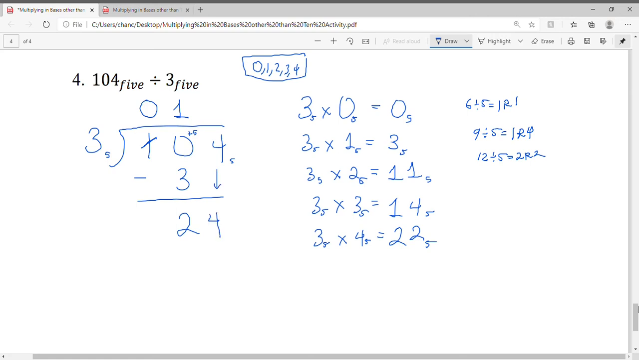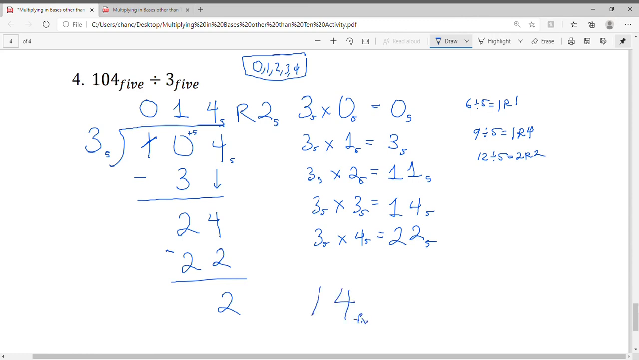3 times what gives us close to 24 in base 5? The closest I can get is 3 times 4. So we'll put a 4 here. Then multiply. 3 times 4 is 22 in base 5. Subtract, I get 2. 3 does not go into 2, so we'll write down our answer. This is going to be 1, 4, base 5, remainder 2, base 5. So let's write down our official answer. 1, 4, base 5, remainder 2, base 5.